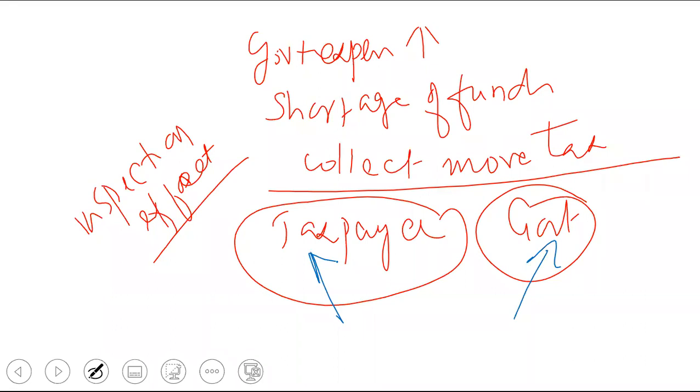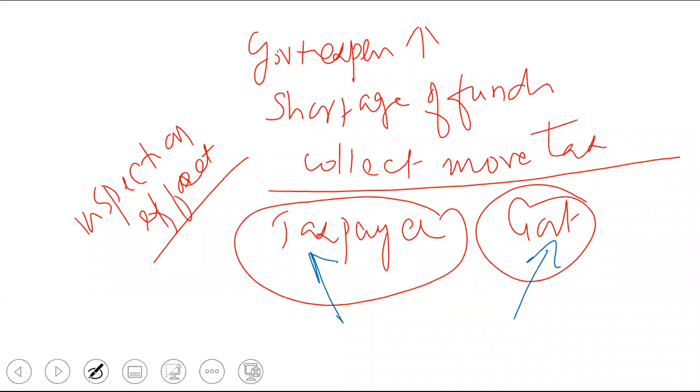Please put it in the chat box clearly. What is tax tolerance? What is tax inspection? Write the answer in the chat box. Where did the voice go? First is, what is tax tolerance, children?